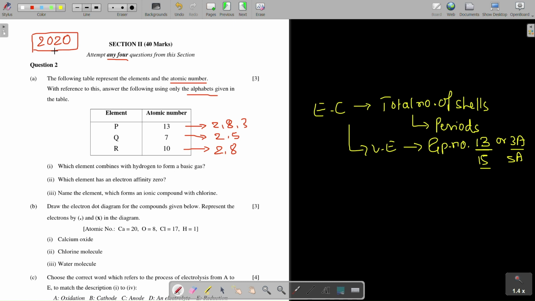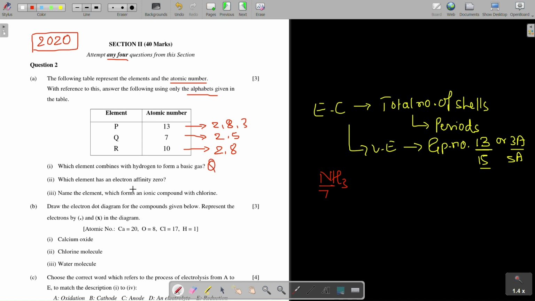Now come here. Which element combines with hydrogen to form a basic gas? Obviously, the only basic gas you know is ammonia. So ammonia is NH3. Nitrogen's atomic number is 7. So therefore it should be Q.